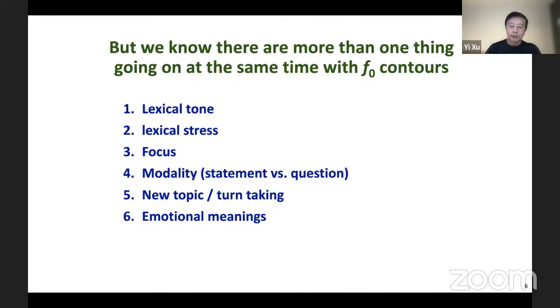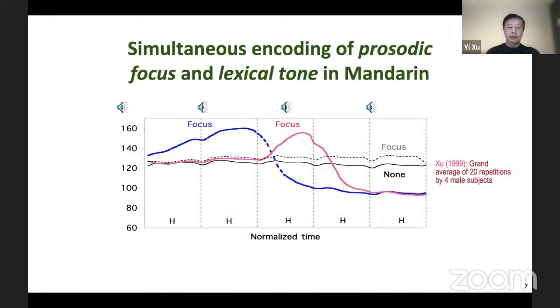As an example, I start with Mandarin. Mandarin is a tone language which has four lexical tones, or it could have a fifth one, which is the neutral tone. In this example, we have a sentence with five syllables, and they happen to have all high tones. When you hear the sentence without prosodic focus, it sounds like this. Mommy, mo, mommy.